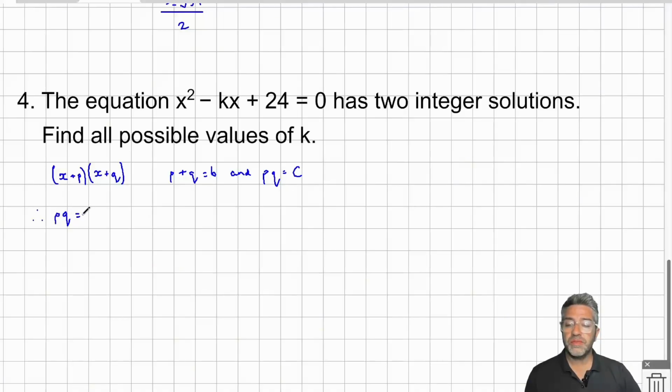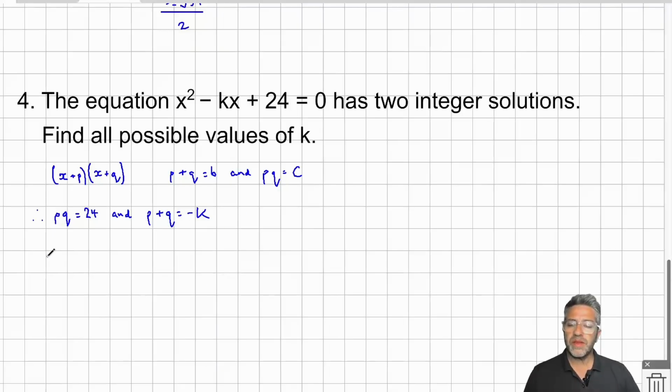So in this case, pq must equal 24 and p plus q equals negative k. So what we need is all the factors of 24 in their pairs, but because k is negative, we need the negative of those pairs of factors. I'll try and show you. It's easier to show you than it is explain.